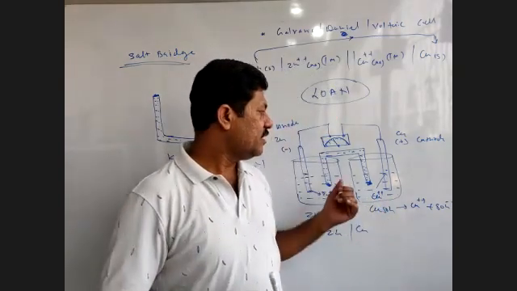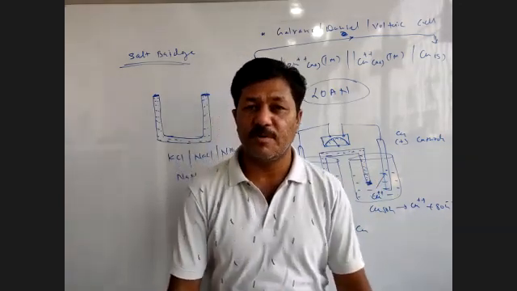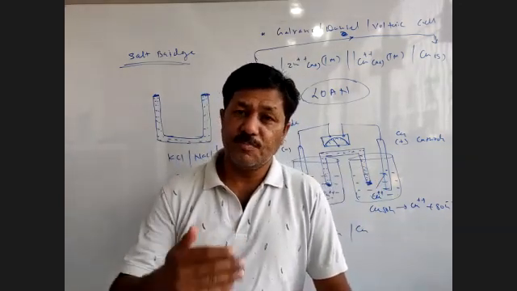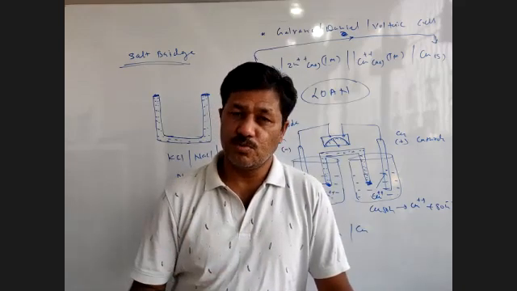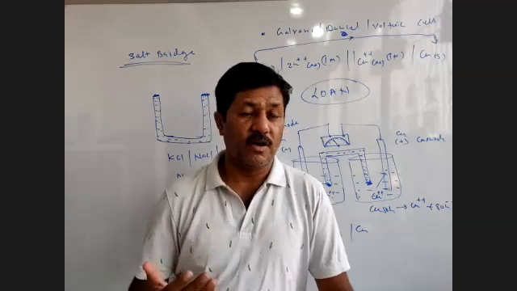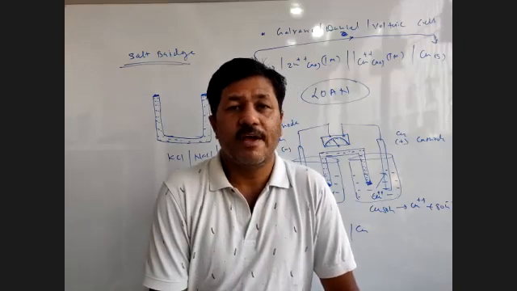Next is, what are the applications of this salt bridge? It maintains electrical contact with both the solutions. It avoids the mixing of the two solutions. It allows the ions to move through it, and it avoids the potential junction. These are the functions of the salt bridge.